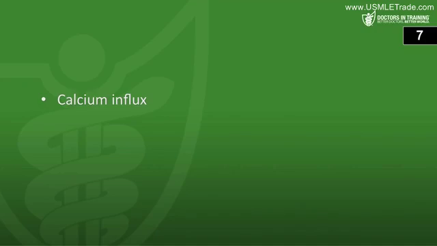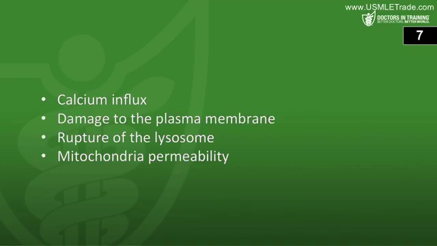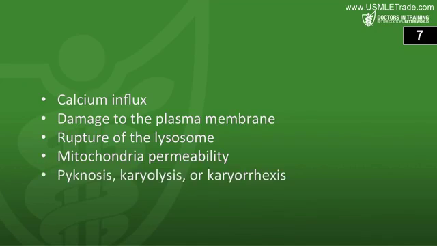Next, what highly damaging events can cause irreversible cell injury? So think of things like big calcium influxes. Think of damage to the plasma membrane. Think of rupture of the lysosome, mitochondrial permeability, pyknosis, karyolysis, karyorrhexis of the nucleus, so any type of damage to the nucleus itself.